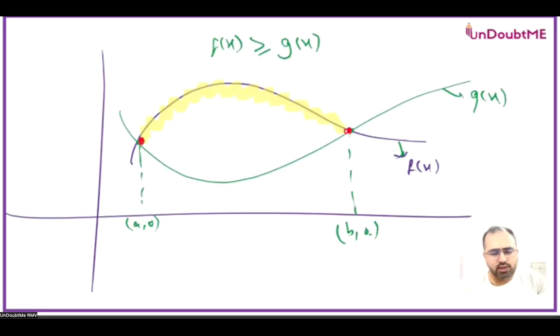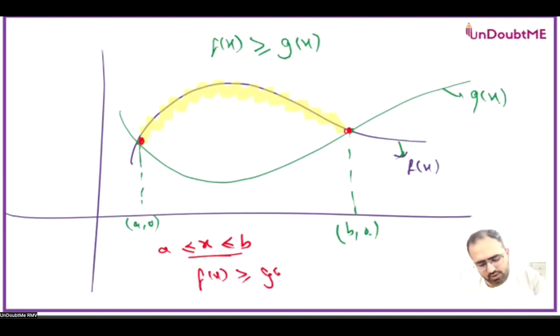You are also clear with this? Yeah. So how do we write for x belonging to A to B, f(x) is greater than or equal to g(x)?